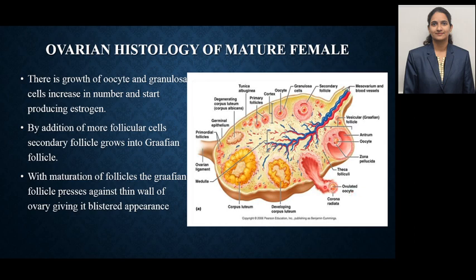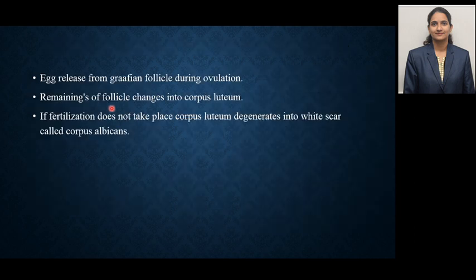Then what happens after ovulation? If fertilization takes place, then development of the corpus luteum takes place, and if fertilization does not take place, then degeneration of all these structures follows. The egg is released from the Graafian follicle during ovulation. Remainings of the follicle change into the corpus luteum. If fertilization does not take place, the corpus luteum degenerates into a white scar, which is called the corpus albicans.